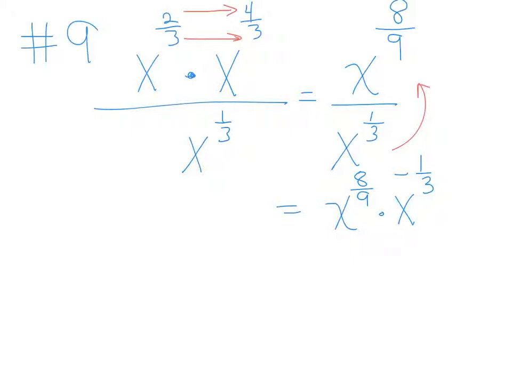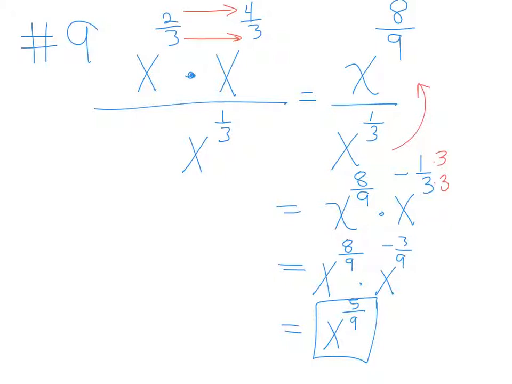So now when you multiply those two, you got to combine both of them. Well, I'm going to make the 1/3 into 9s. 1/3 into 9s, you multiply by 3, top and bottom. That is the same thing as negative 3/9. And I'm doing this so that I can combine the exponents. So it's x to the 8/9 times x to the negative 3/9. Then 8/9 minus 3/9, well, that is 5/9. So it's x to the 5/9. And that's the final answer.